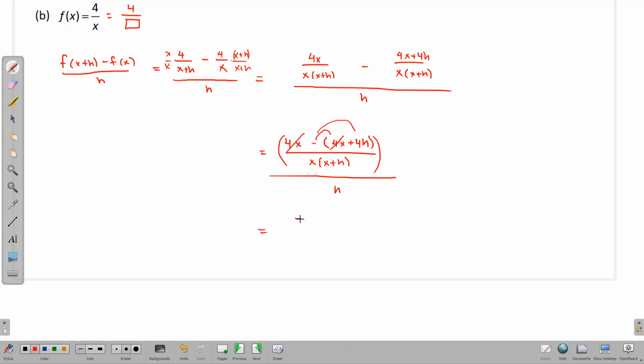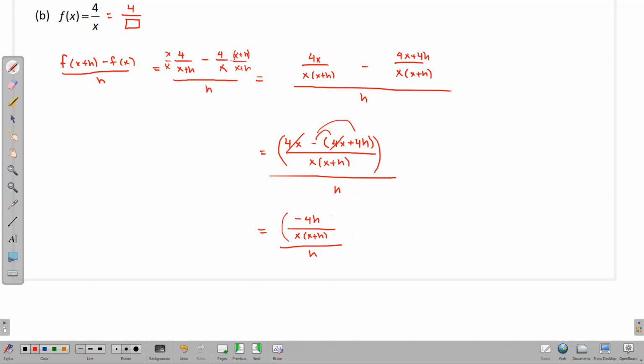So what we end up with is negative 4h on the top over x times x plus h, all divided by h. Now I know you're thinking, ooh, we should distribute that. It's actually better to leave it the way that it is. This is a big thing that you do in calculus. You do lots of difference quotients, and when you do steps after that, it's going to be much easier for you if you just leave things in factored form. So don't distribute. If it's factored, we like that. Okay, so what do we do here?